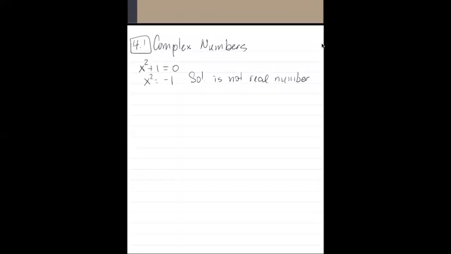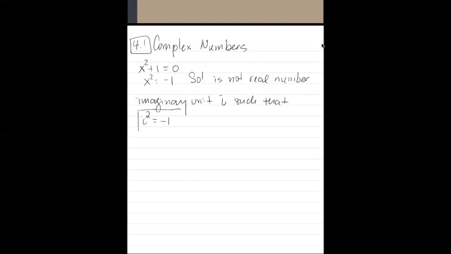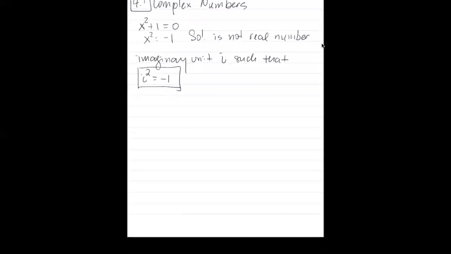However, if we introduce an imaginary unit, i, such that the square of this unit is exactly -1. So that's how we create this unit. So the square is -1. So this quadratic equation will have a solution then.